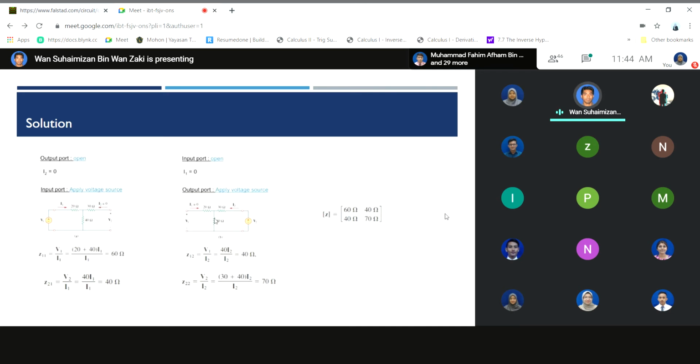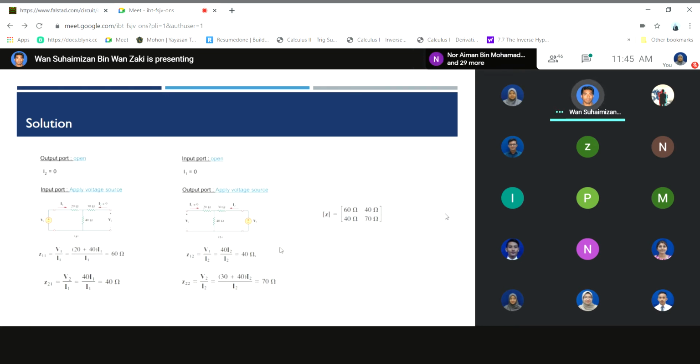So V1 refers to the voltage across the 40 ohm, which equals 40 times I2, because the current from I2 will flow to the 30 ohm and 40 ohm, and go back to the V2 source. So when you do the ratio between V1 and I2, you get 40 ohm. Next, determine Z22. Z22 refers to the ratio between V2 and I2. So what is the V2? V2 here, by Kirchhoff voltage law, equals 30 I2 plus 40 I2, right? So divide by I2, you can get 70 ohm.